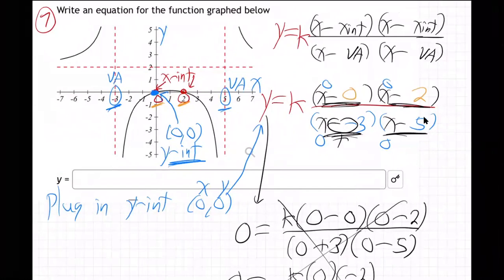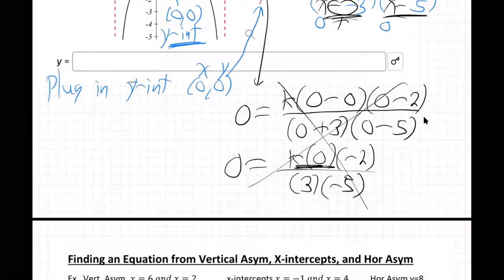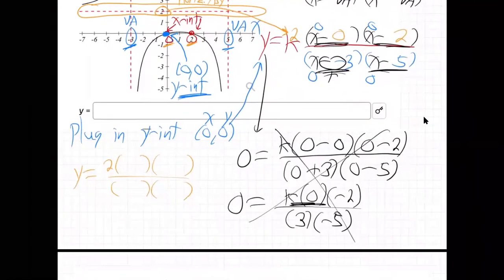Do you see it? Right here. This right here is the horizontal asymptote, which is 2. See this, the flat asymptote is 2. So that means the k must be 2. So we've got it. This is y equals 2 times, so we didn't need to do all that other fancy work. Times x, because x minus 0 is just x, times x minus 2, over x plus 3, because the double negative becomes positive, times x minus 5.